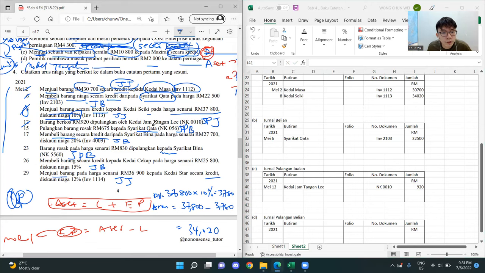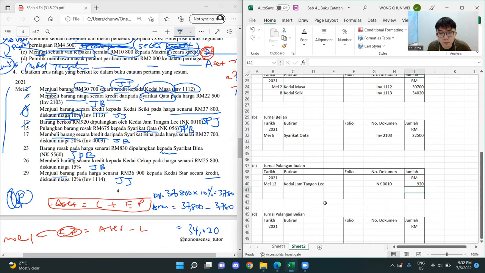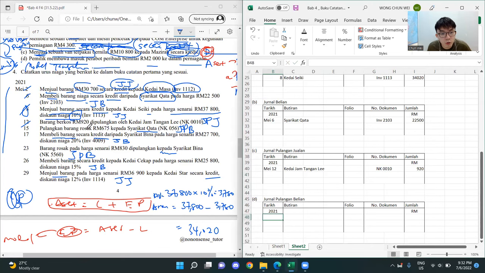We go to 15. JPB, Jurnal Pulangan Belian, because kita yang pulangkan. So May. And sometimes you have to be careful. Why? Because the cost here, they should give you. But sometimes maybe there is a harga scenario or discount at the back. So you have to minus out the discount. Alright. So for here, straightforward, 975 daripada syarikat kata.